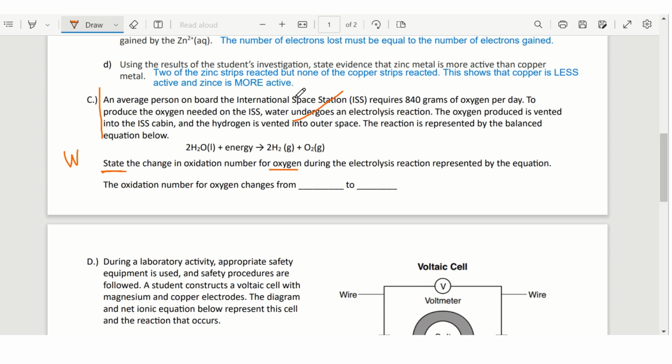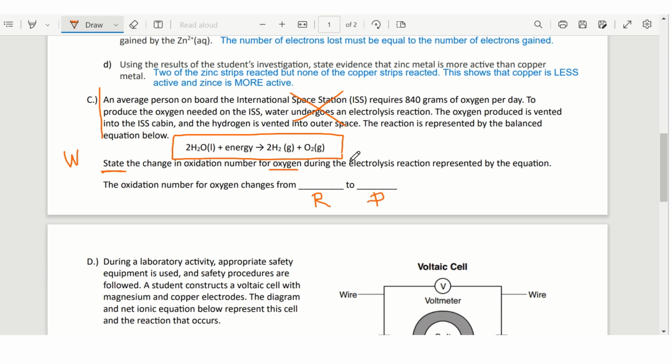So in reality, I need to read none of that. Stop confusing yourself. Don't read it if you don't need to. All I need to look at is this equation. So I need to figure out what the oxidation number is. It says the oxidation number for oxygen changes from blank to blank. So what goes here is what oxygen was as a reactant, and what goes on this side is what it is as a product.